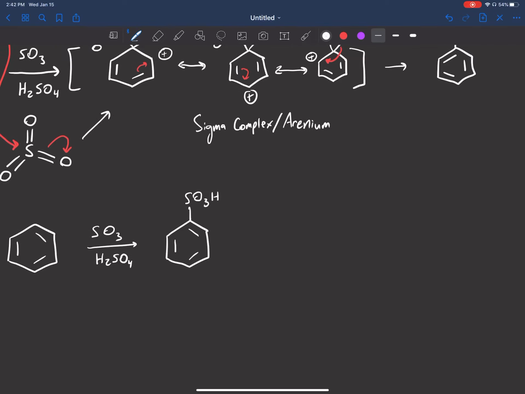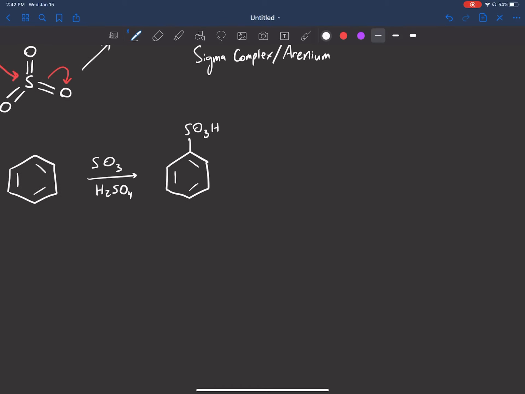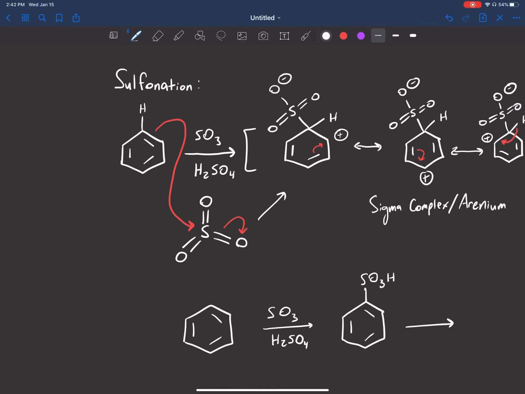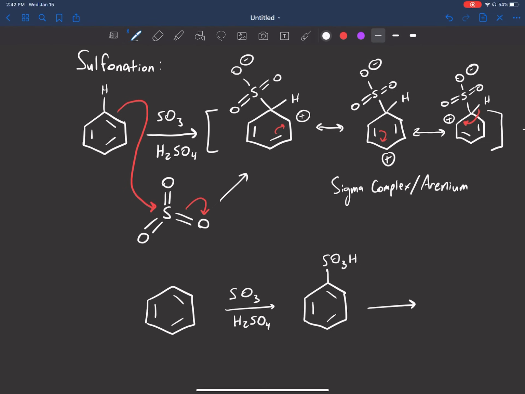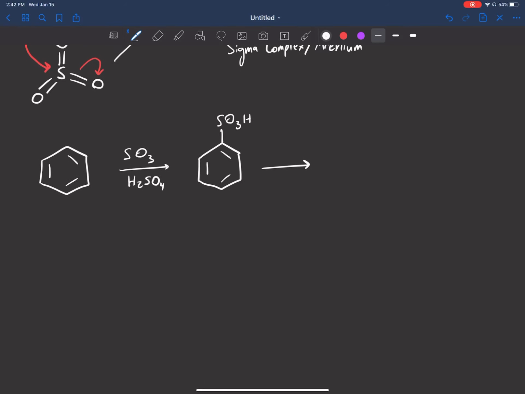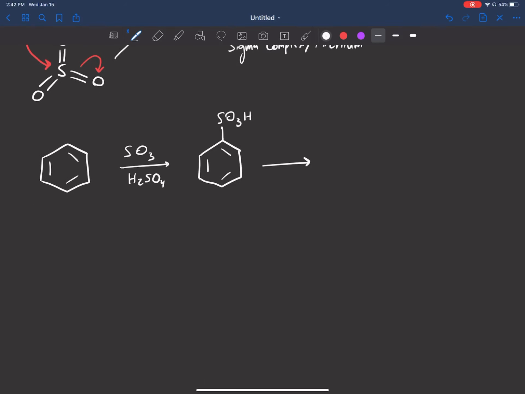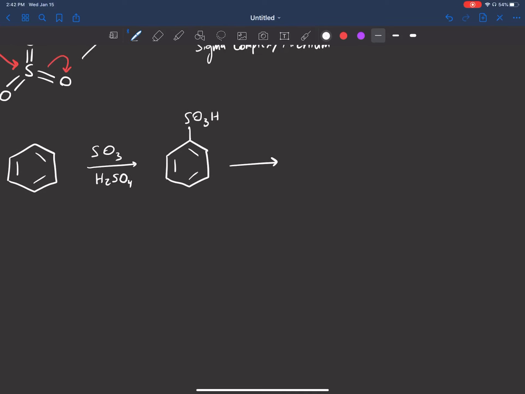Now, one thing about this reaction that is very important that you guys know, it's reversible. I can remove this SO3H group. Alright? Why is this important? It can come in handy when you're trying to add other things in the future. We can essentially block a position with SO3H, do the reaction, and then remove it after we've done the reaction.